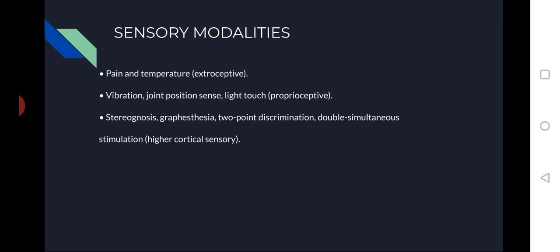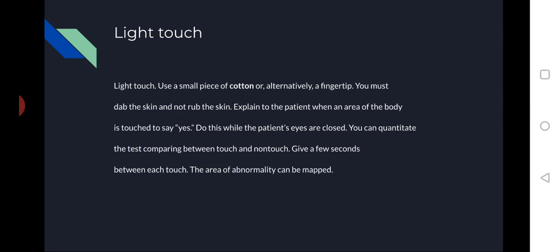Okay, we can also test pain and temperature, for example with a needle, something hot, something cold, vibration, and the two points. Stereognosis, graphesthesia, two-point discrimination, double simultaneous stimulation, things like that. So generally, there are a lot of things that we can check. Yes, the light touch. So generally, in case of the senses on the skin, so temperature, vibration, touch, things like that.